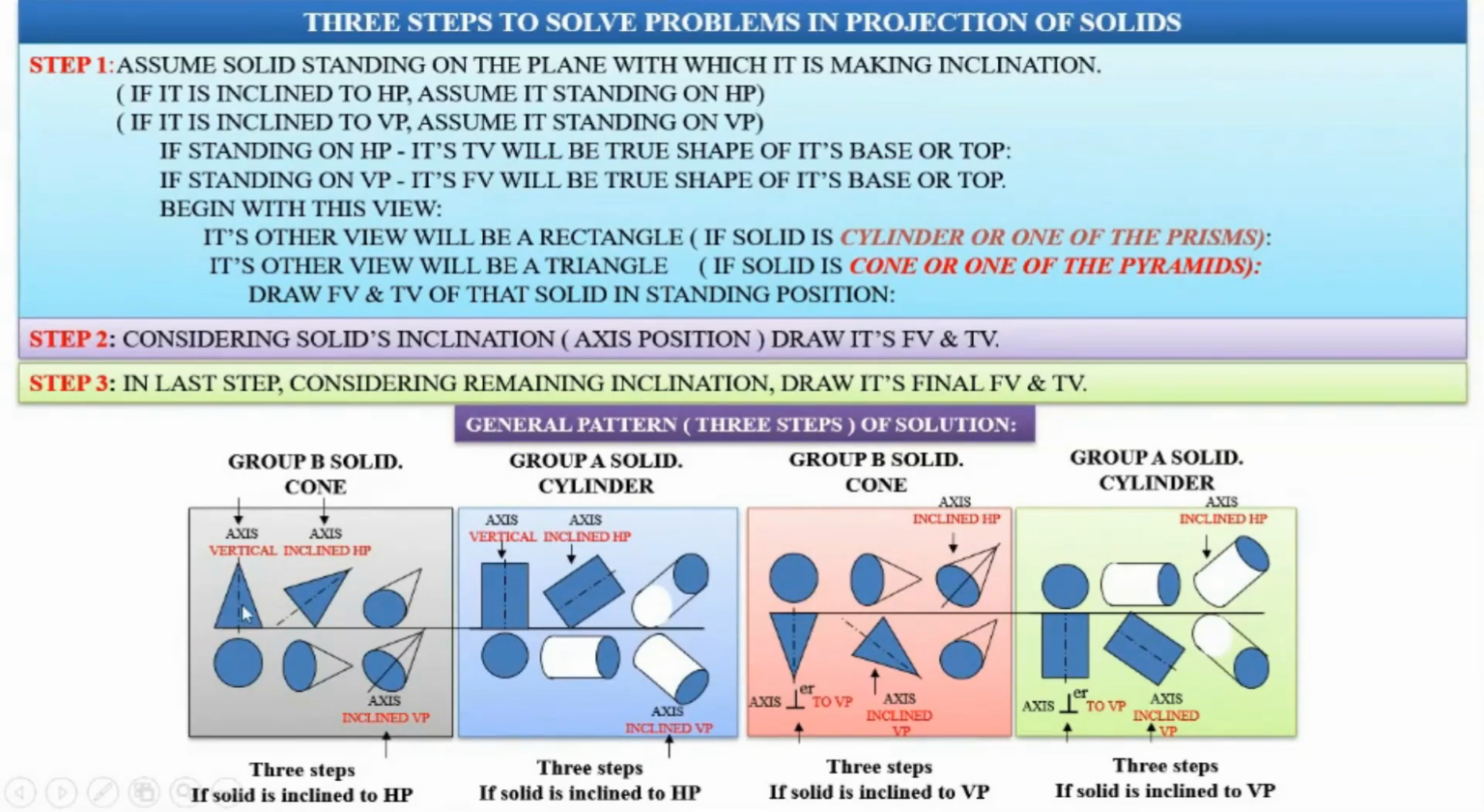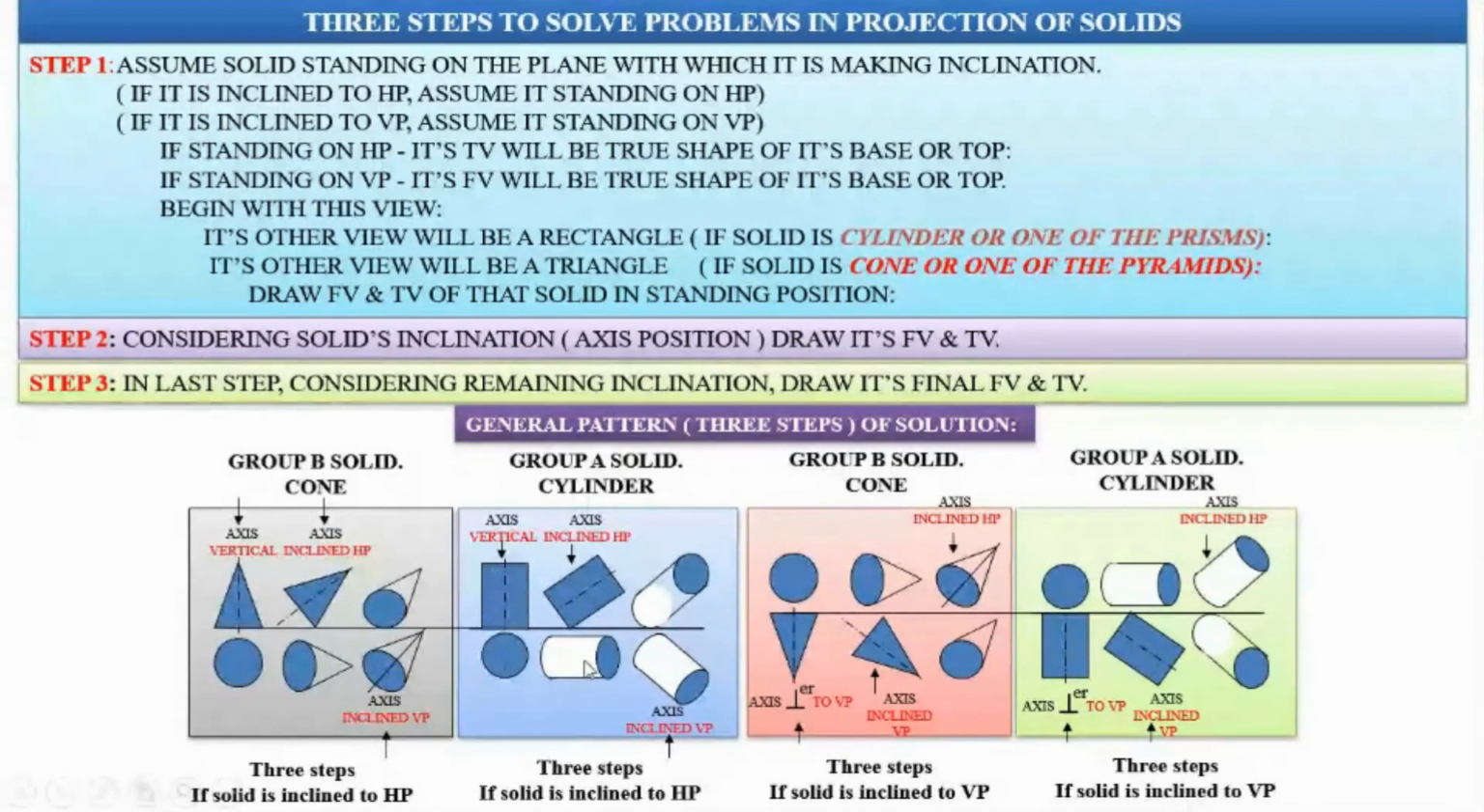The shape of the front view will be the same. Here the top view has changed. Here it was only a circle, but here there is an ellipse as well as some triangular, conical part. So that is the top view here.